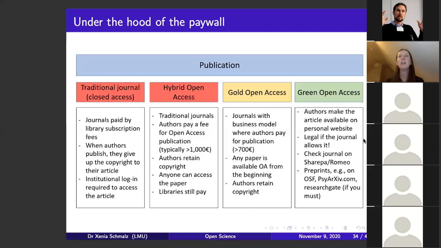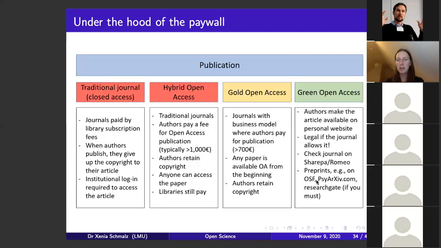Yes, I will get to that later. There is a question in the chat. So there is a website, Sherpa Romeo, I think on the next slide I also have a link to that, where you can look up your journal, and most journals, even the traditional ones, allow you to publish either a preprint or a postprint or whatever you like, but normally not the final formatted version.